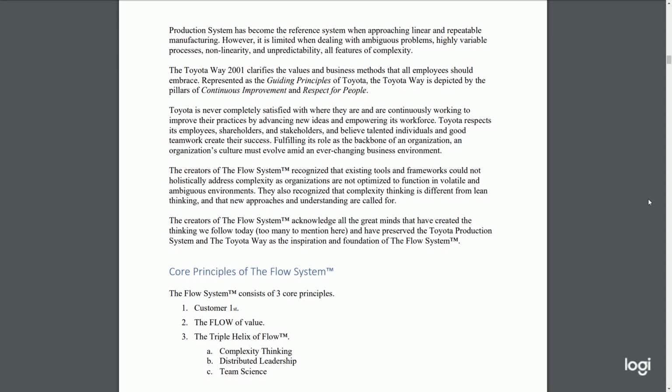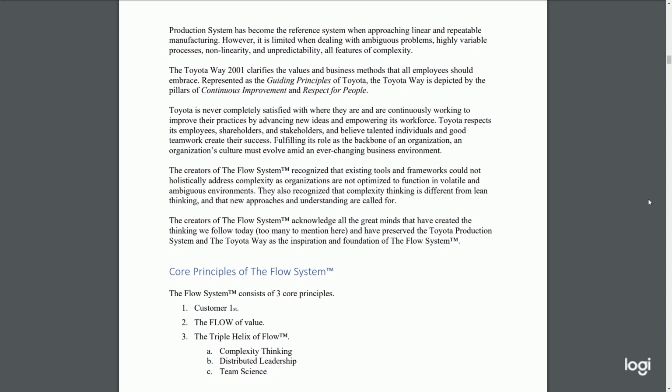The creators of the flow system recognized that the existing tools and frameworks could not holistically address complexity, as organizations are not optimized to function in volatile and ambiguous environments. They also recognized that complexity thinking is different from lean thinking, and that new approaches and understanding are called for. The creators of the flow system acknowledge all the great minds that have created the thinking we follow today, too many to mention here, and have preserved the Toyota Production System and the Toyota Way as the inspiration and foundation of the flow system.